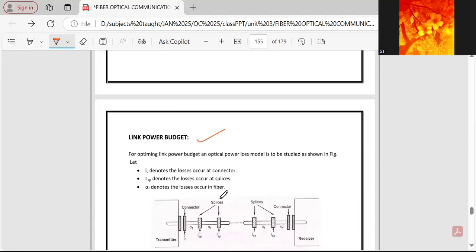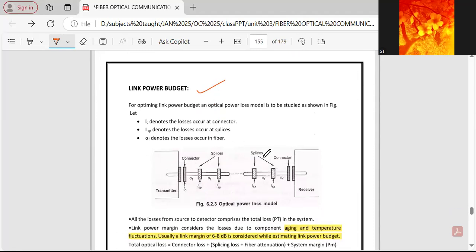Now we have to calculate the link power budget. So how are we going to calculate it? For this, an optical power loss model is designed, and here you can see the diagram of the optical power loss model. Here there are two terminals, one is the transmitter and another is the receiver, and these are the connectors, and here LC denotes the losses occurring at the connector.